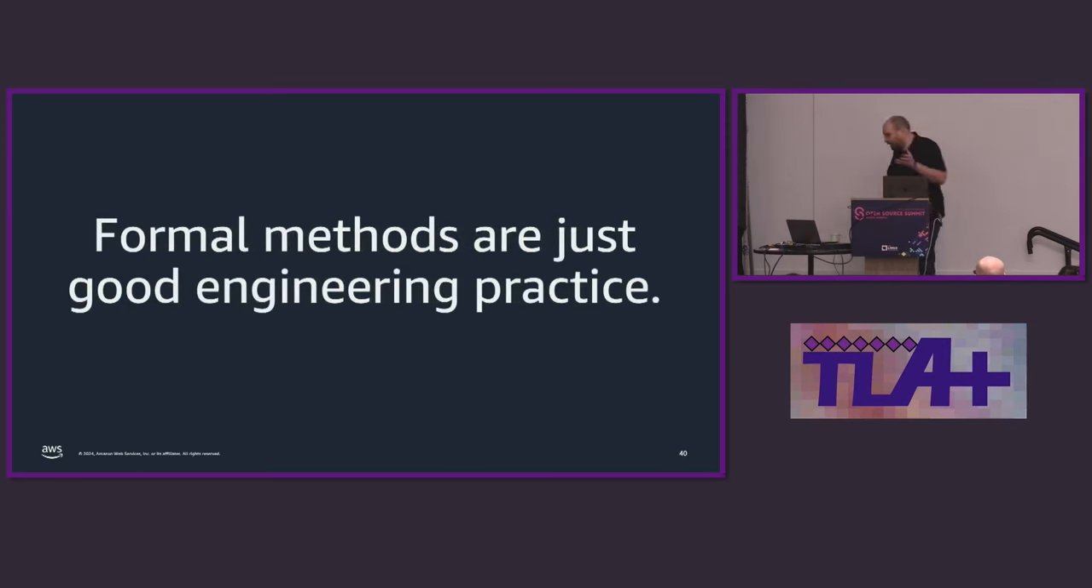And so I believe, and continue to believe, that formal methods, automated reasoning, TLA+, are just good engineering practice. They are just tools that allow us to build systems faster, more efficiently, to build systems that are more efficient, to communicate more crisply with our stakeholders, with our customers, and with our own teams.